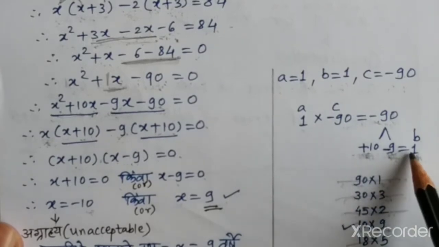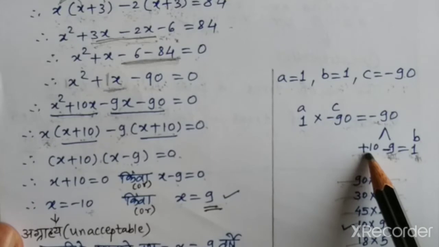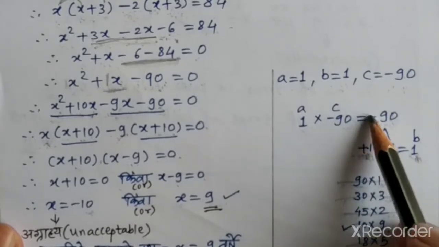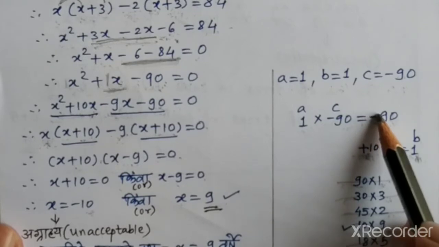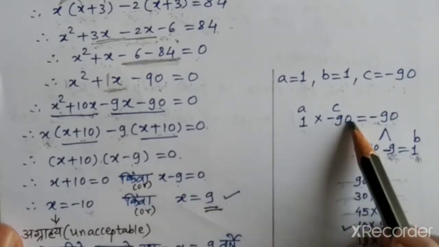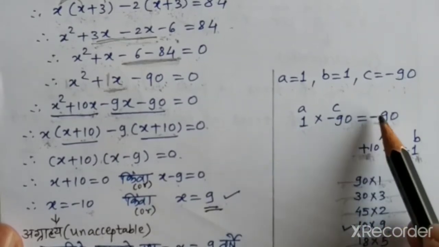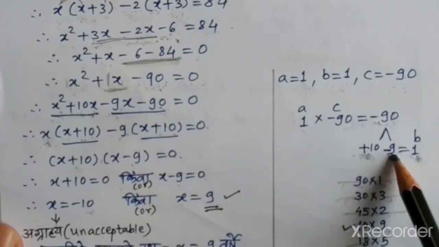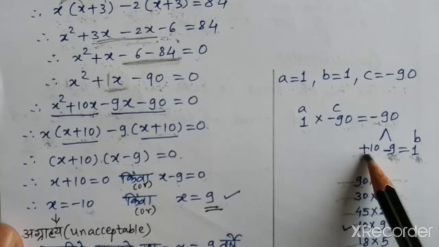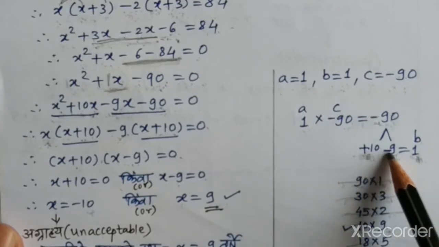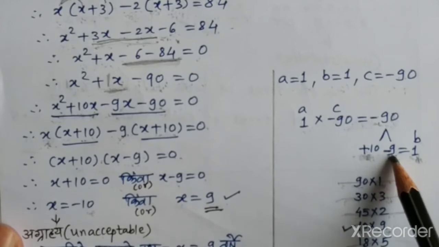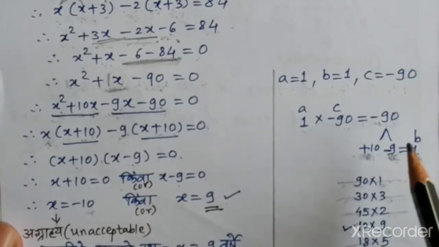So plus sign for 10, and now we have to decide the sign of the small number. Whenever the product of A and C is negative, the signs of these two factors must be different. Here plus is already given, so different means we have to write minus here. So plus 10 and minus 9 are the two factors we have selected.